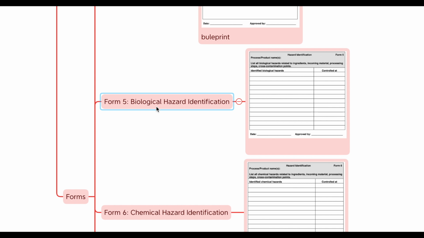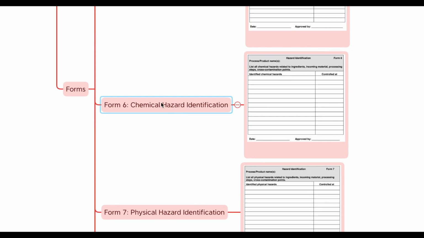These are the nasty little critters like bacteria, viruses, and parasites that can make people sick if they get into your food. In a bakery example, biological hazards could include things like salmonella in raw eggs or E. coli in contaminated flour. And for a meat processing plant, their biological hazards could include things like E. coli in raw beef or Listeria in ready-to-eat products. And in a dairy factory, biological hazards could include things like salmonella in raw milk or Listeria in soft cheese.